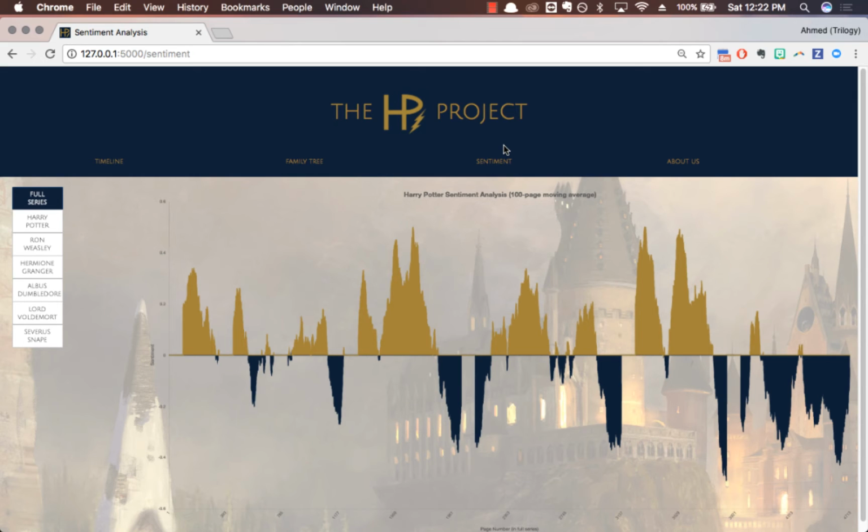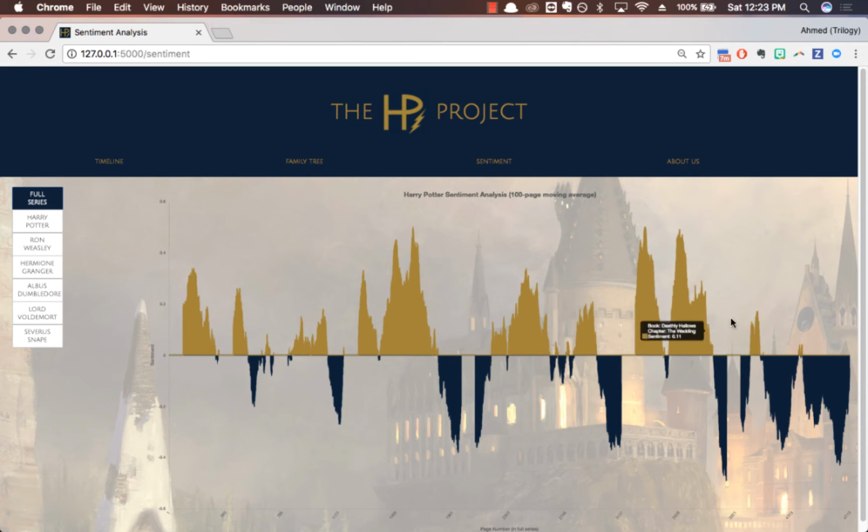This right here is a 100-page moving average that resets at the beginning of each book, so right in between here and here, you can see it's just flat, and that's to delineate so you can see how trends appear over the full series, but also book by book. The most obvious one is just how much more negative the sentiment gets as you go through the books, especially the last one and the first one are very extreme.